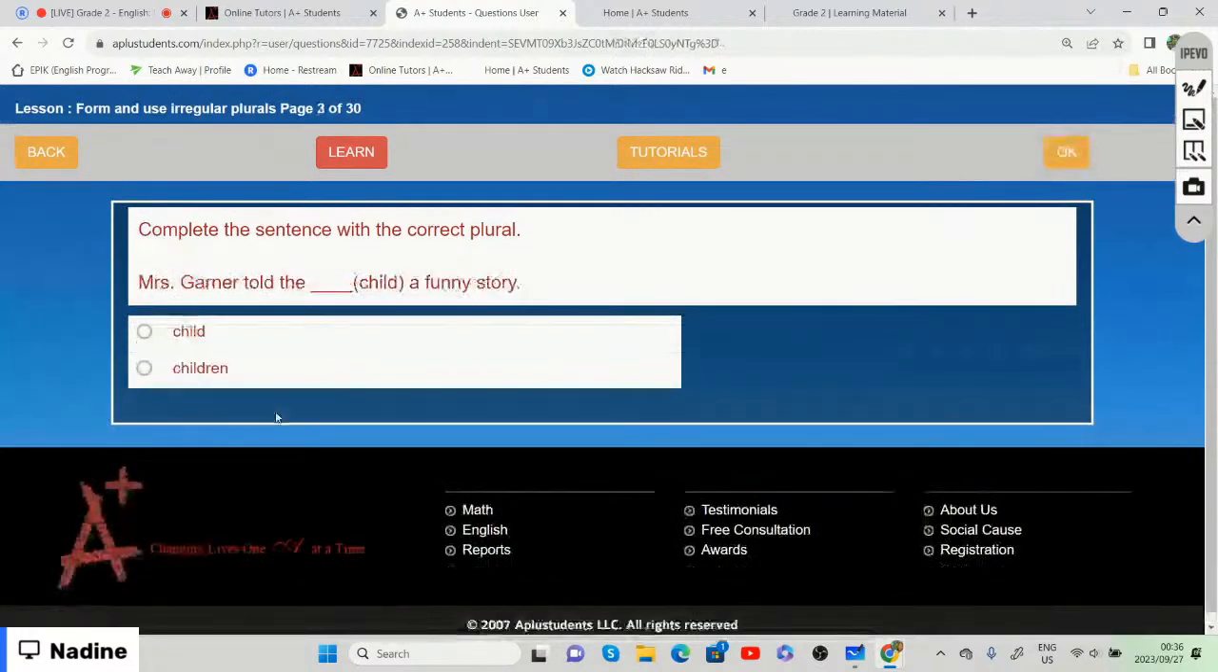And Mrs. Garner told the child or children a funny story. You need to complete the sentence with the correct plural.